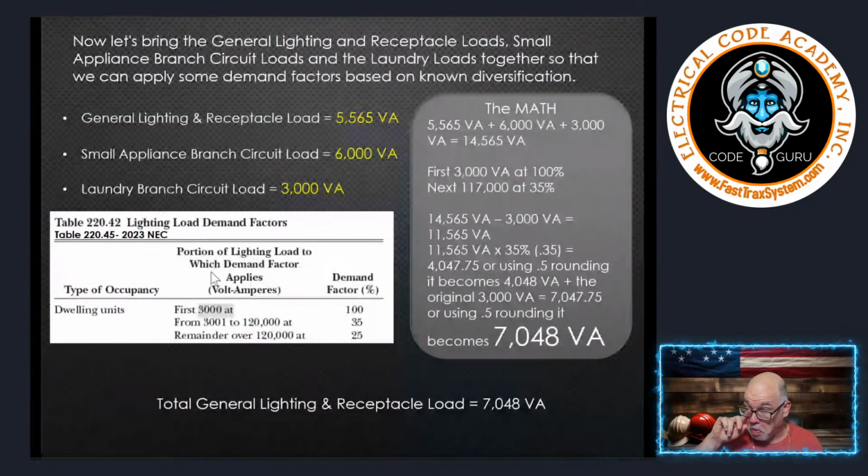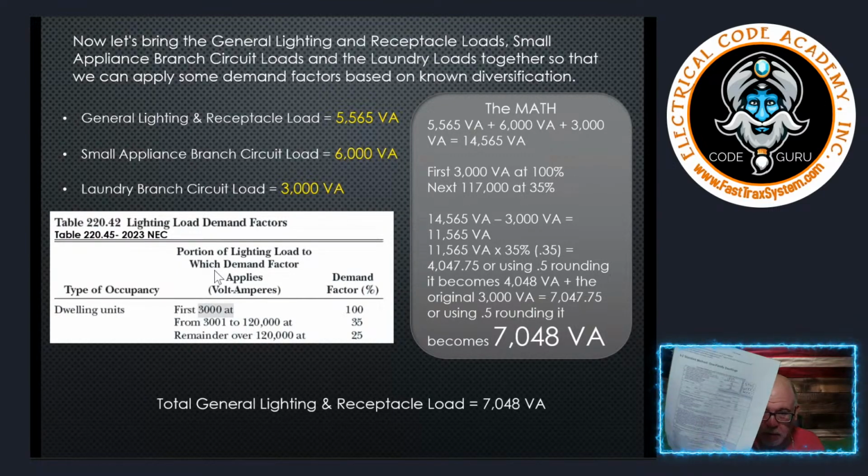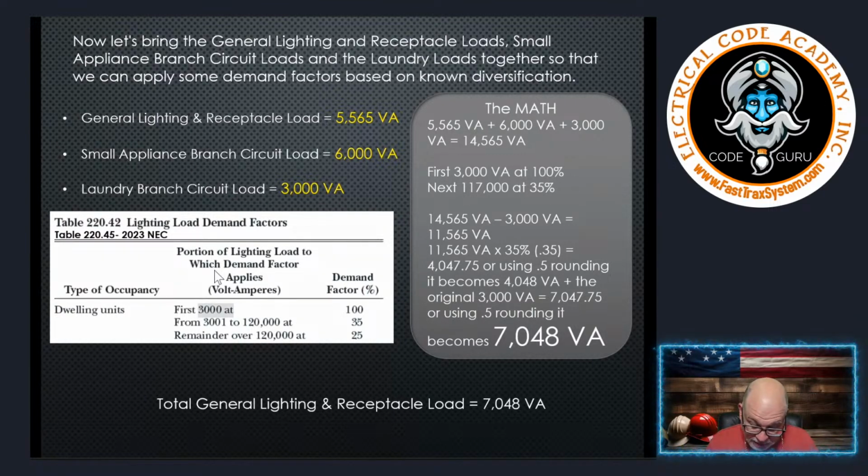All right. So first thing we're going to do is bring all of that stuff together, and we're going to apply some math because now I'm going to work out some demand. On our form, we have an area labeled item number 4, and we have to add all these values up. So we take that 5,565, add the 6,000 to it, and add the 3,000 to it. So it should be 14,565.